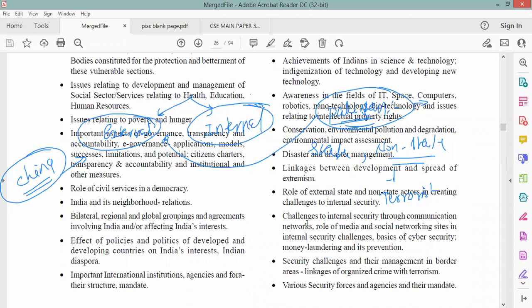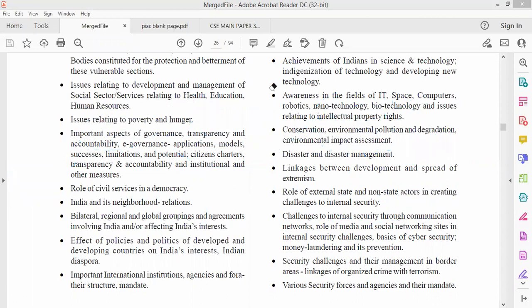Then there are the challenges to internal security through communications. These are the challenges to internal security through communication networks. Now this is an important topic. It says challenges to the internal security through the communication network. There are several communication networks through which internal security challenges are being produced. We will see what those communication networks are.